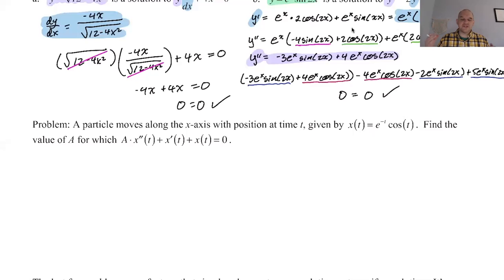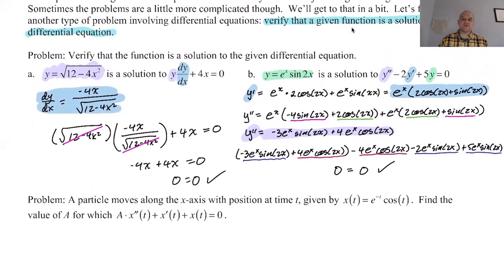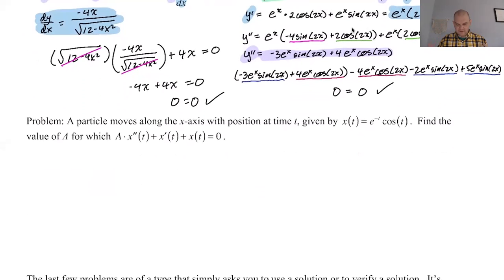Okay, we're back. We are still on page 1 of Notes 24, and we just did some problems where we're verifying solutions. The next problem is really similar, but instead of verifying a solution, we have a solution, and we want to figure out what value of A will allow this differential equation to be the equation that this is the solution of.